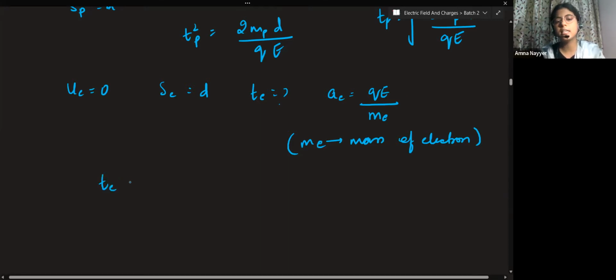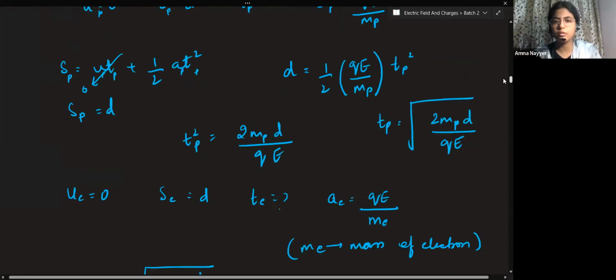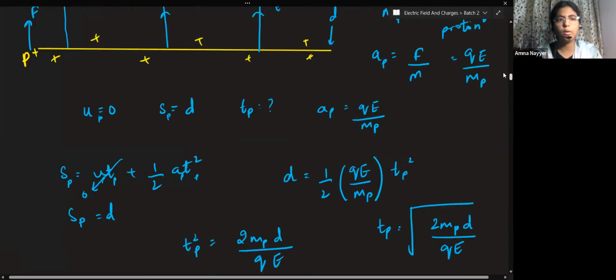It's just that instead of writing mp, I'll have te equal to the square root of 2 me small d divided by qE. This will be the time period. So whatever kind of question you have, you can put in the values. This is how you solve these kinds of questions using your equations of motion. All right, so note down this question as well.